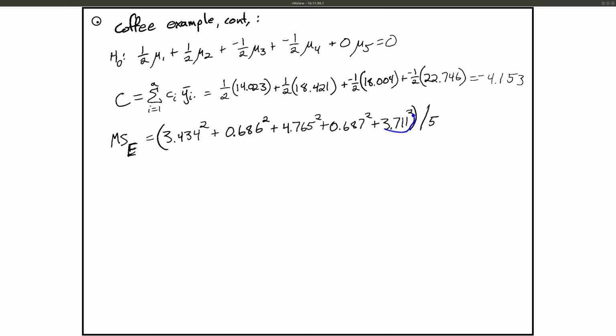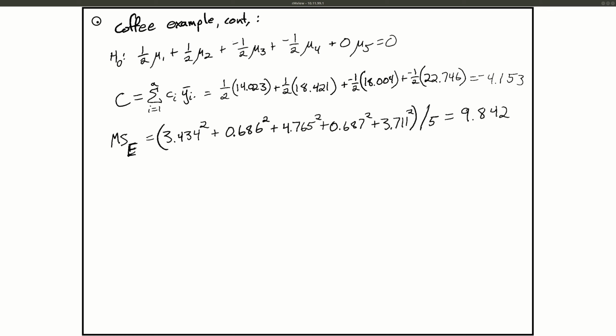Why are we using the sample variance for recipe 5 when it's not involved in our contrast? Well, if we assume that the population variances across all of our groups are the same, then we can take the variability in our data for recipe 5 to help us to get a better estimate of sigma squared. So we can still use it even though we're not interested in mu sub 5 here. So this comes out to 9.842.